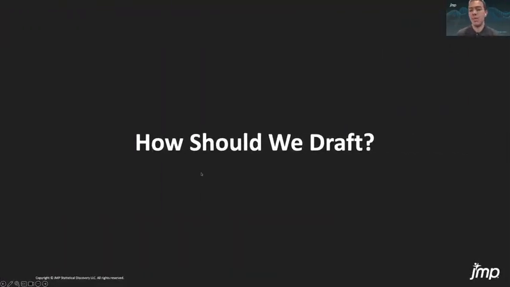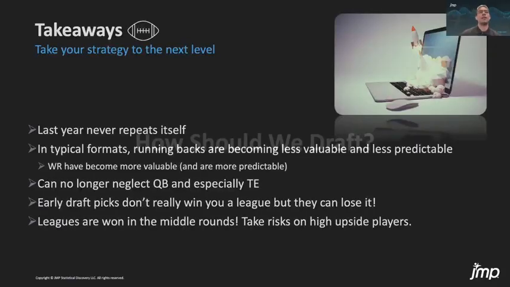So thank you for staying with me there through those analyses. And these are what I would say are some takeaways. Last year never repeats itself, as we saw for one of our analyses. The top fantasy producers from one season, especially running backs, are a lot less predictable season to season. In typical formats, running backs are becoming less valuable, and as I mentioned, less predictable, while wide receivers are becoming a little bit more valuable and are definitely more predictable than running backs.